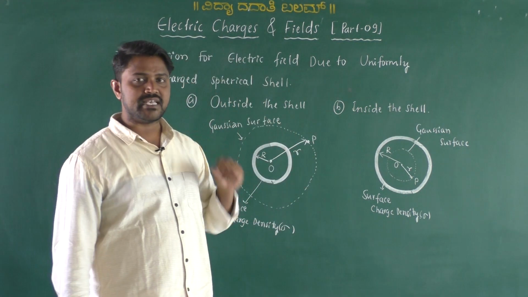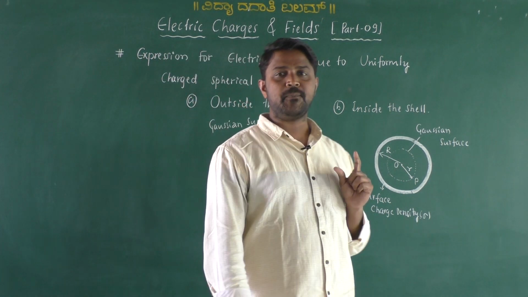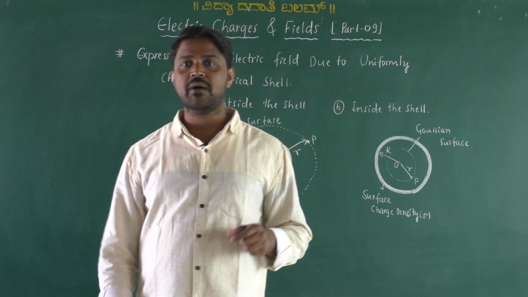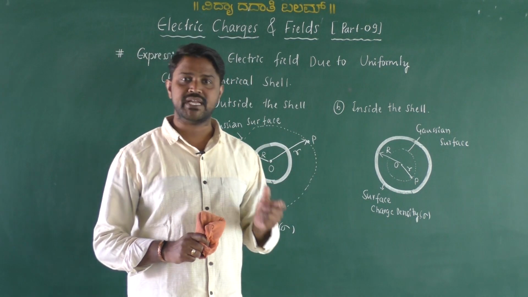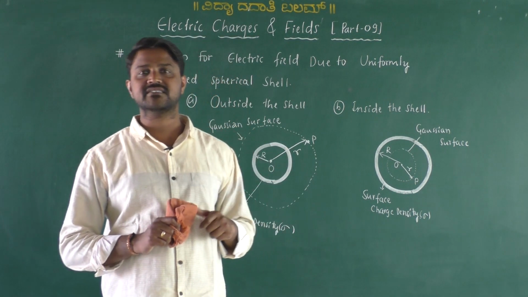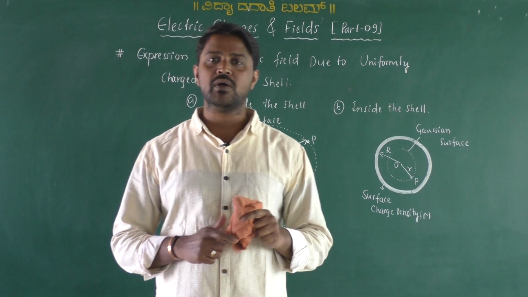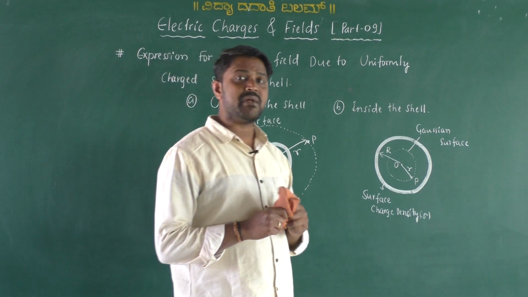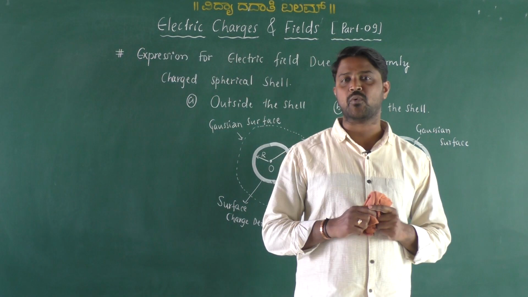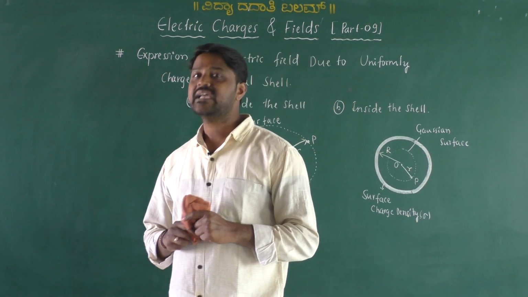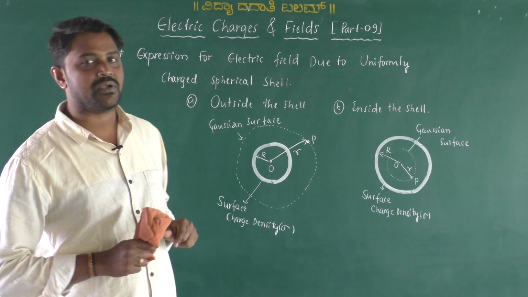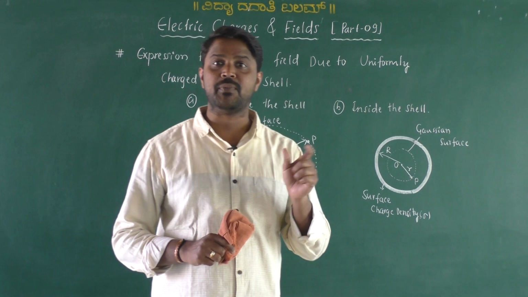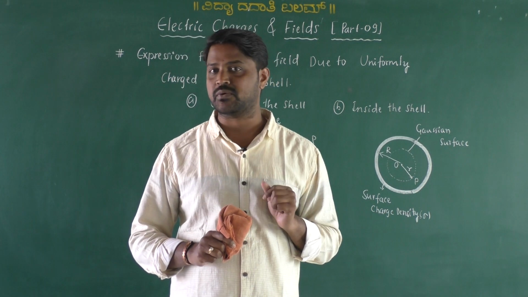In the previous session, we came to know the applications of Gauss Law: in the case of a uniformly charged infinite wire or conductor, and in the case of an infinite plane sheet, how Gauss Law takes place. With the help of Gauss Law, we got an equation for the electric field. In the same way, we need to find the electric field inside and outside this shell with the help of Gauss Law.